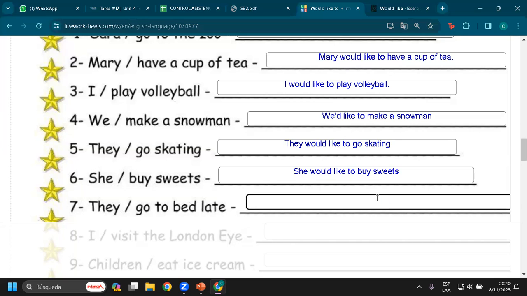They would like to go to bed late. They would like? They would like to go to bed late. Go to bed late. Perfect. Excellent sentences. Ahora, ¿qué pasa si yo quisiera transformar esas oraciones y hacerlas en negativo? ¿Qué es lo único que tendría que hacer? Agregar no después de would.